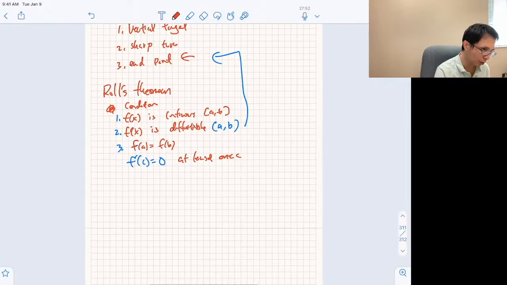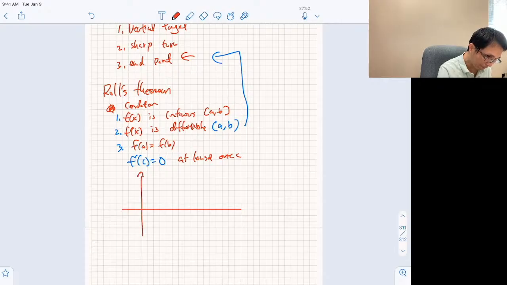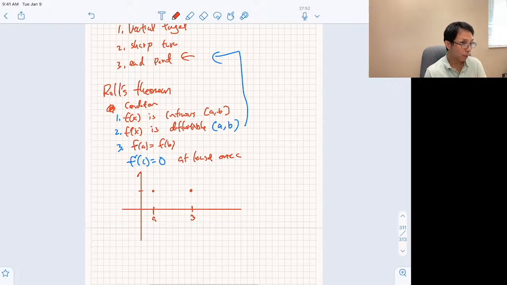So let's see how it makes sense graphically. Does that make sense? Let's say I have a function, and I have an a here and a b here, and f of a and f of b are equal, so this is going to be the same height. And it's continuous and differentiable. Why is it continuous and differentiable? It has to be continuous, we know, otherwise nothing can work. But why is the second condition very, very important? Why did I say it's differentiable?